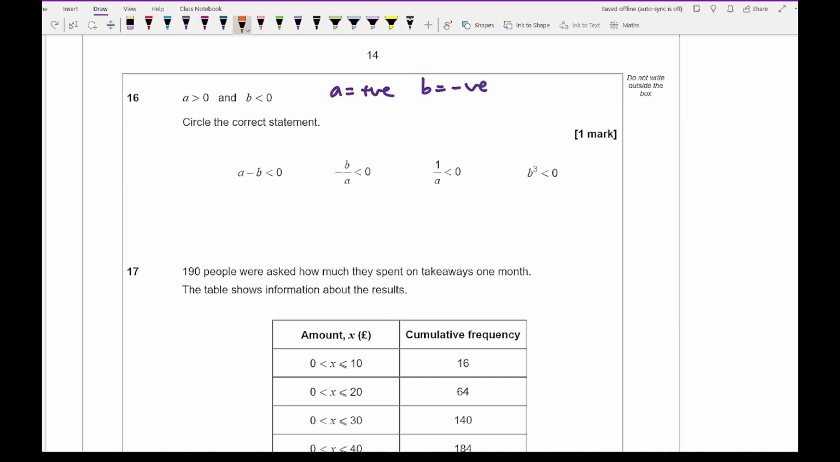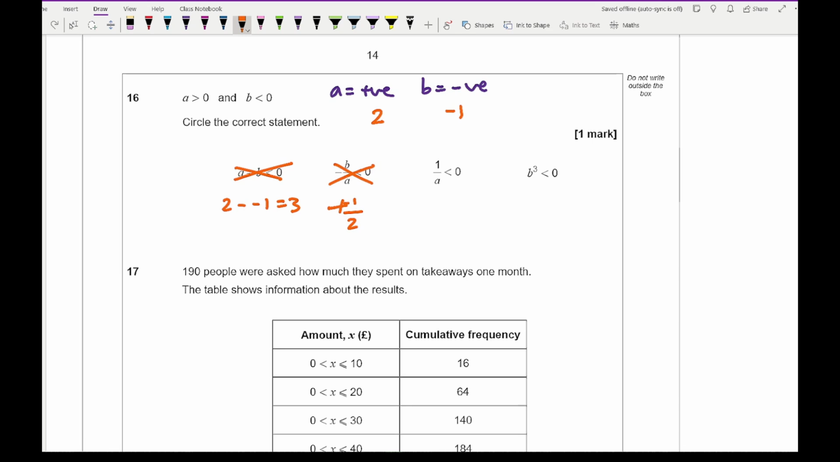Now again, if you're not sure about positives and negatives and how they work, just pick a nice number. So let's go for 2 and let's go for -1, just as an example. So looking at this, if I take away the two numbers, I've got 2 minus -1, which is 3. So it's not less than 0, so that is incorrect. For minus b over a, that's going to be minus -1 over 2. That then becomes, the 2 minuses become a plus. So it's plus a half, and plus a half is not less than 0, so that is incorrect.